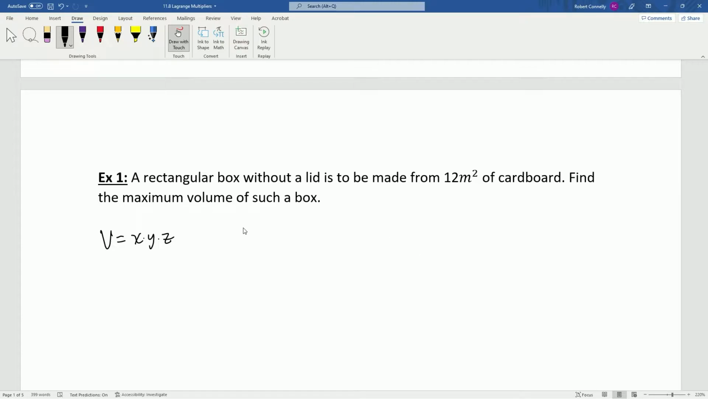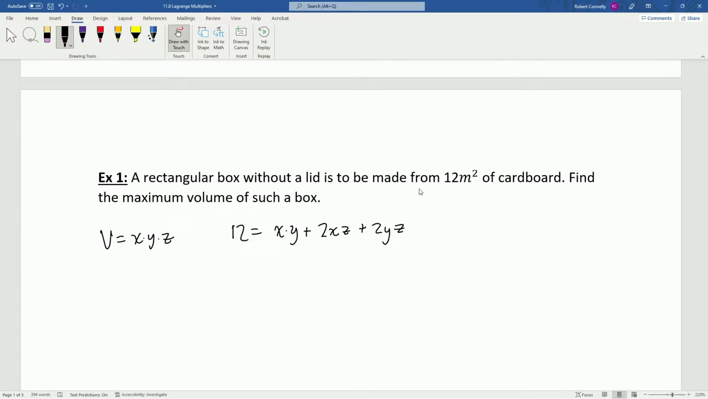And our constraint is 12 equals the area of the sides of the box. We've got the bottom side, the two left and right sides, and the two forward and back sides. And there's no top, there's no lid on this box.